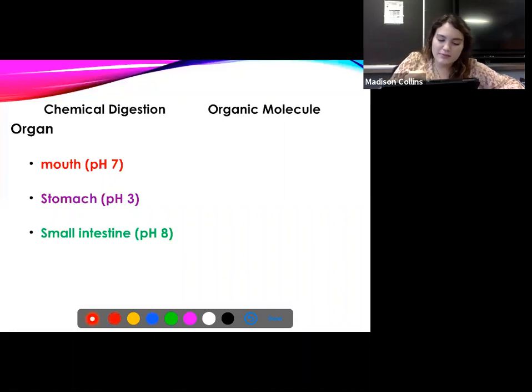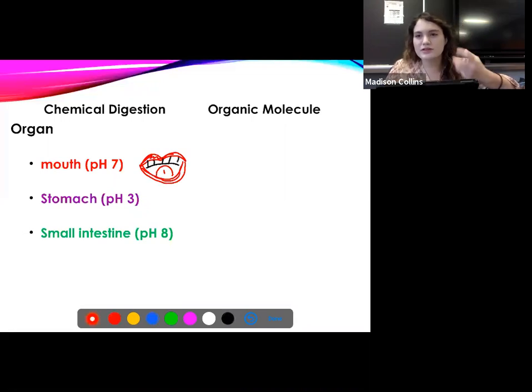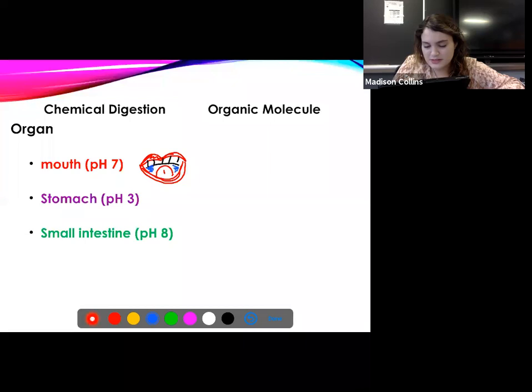So when we're talking about the mouth, that has a pH of 7, let's see if I can draw a mouth. Let's draw a little tongue. Let's give him some teeth. That's pretty cute. So you might have noticed that if you're ever really hungry and you start thinking about food, you actually might start salivating, right? Some spit might start shooting out of the sides of your mouth, which sounds really gross.